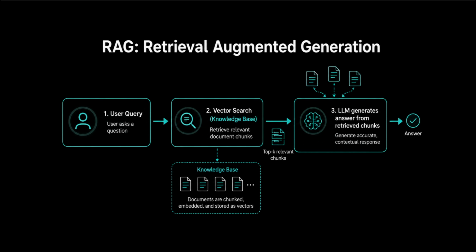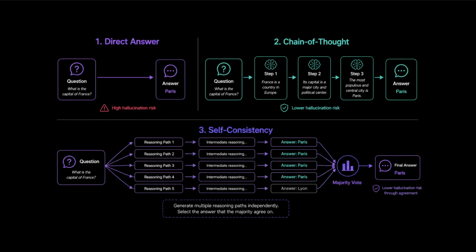So RAG solves a lot, but it doesn't solve everything. What about the situations where a model needs to reason, not just look things up? That's where the next approach comes in. Here's something that sounds almost too simple. If you tell the model to think step by step before answering, it hallucinates less. This is called chain of thought prompting.